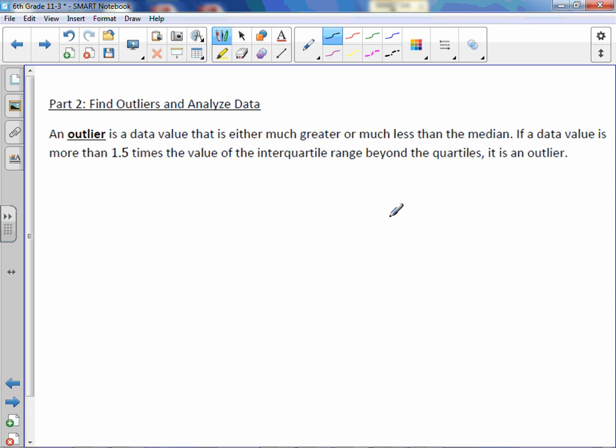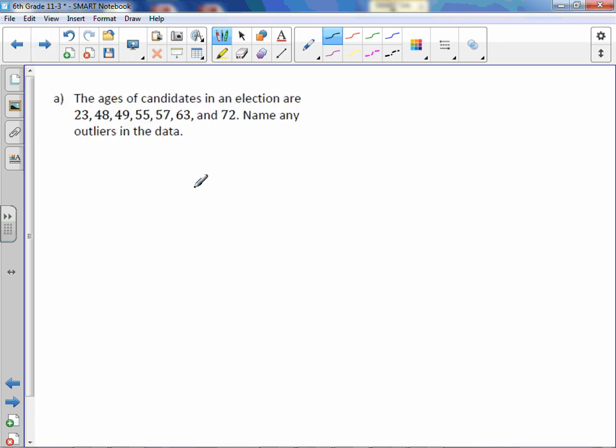An outlier is a data value that is either much greater or much less than the median. If a data value is more than 1.5 times the value of the interquartile range beyond the quartiles, it is an outlier. So here's our key amount here, 1.5 times. It's multiplied by the interquartile range, so what we're going to do is find the interquartile range only and multiply it by 1.5 to help us find our range in which our number should be in. If there are numbers outside of that range, then those are considered outliers.